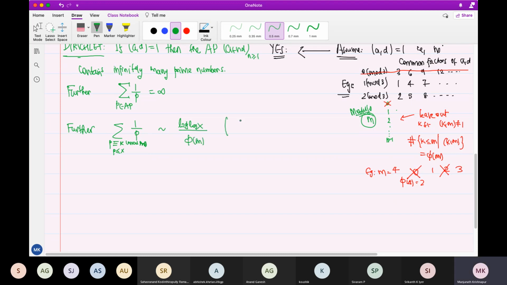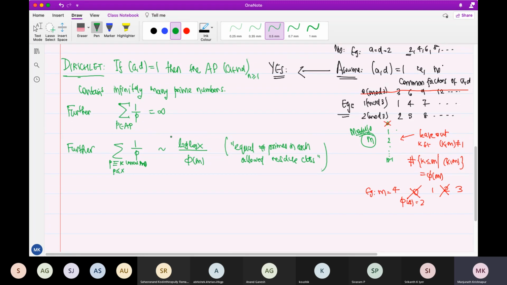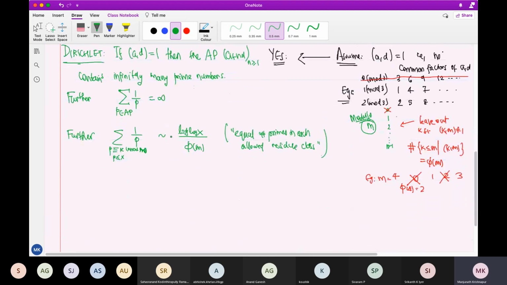So it is kind of saying that there are an equal number of primes in each of the allowed residue classes. So informally, that is what it is saying, that there are equal numbers in fact. So this is Dirichlet's theorem. Okay, so any questions, comments, etc. here?